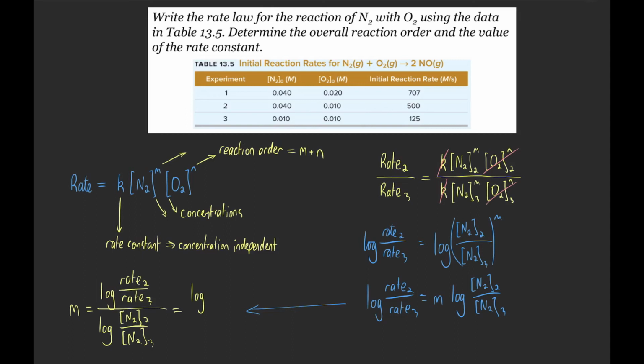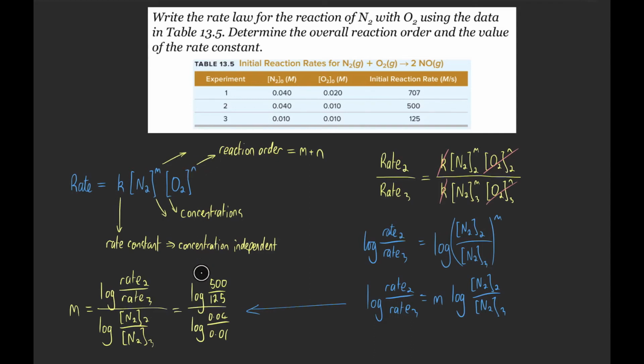We're taking the log of 500 divided by the log of 125, and these have units of molar per second, and we're dividing by the log of the concentration of N2 in experiment 2, so 0.04, divided by 0.01, the concentration of N2 in experiment 3.